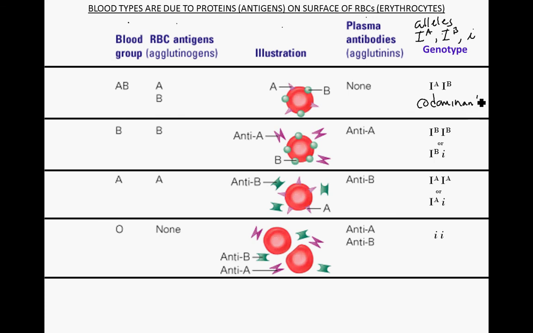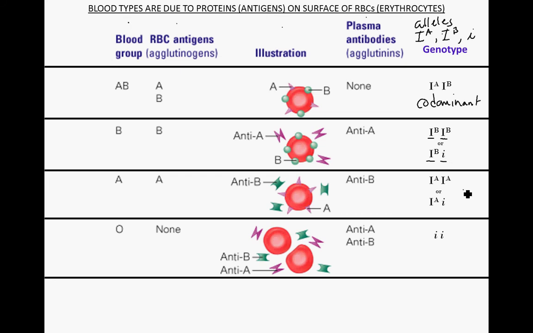Again, this is just an aside. They are codominant, so when you inherit big IA from one parent and big IB from another parent, you're going to be blood type AB. If you inherit big IB and big IB from both parents, then you are blood type B, or if you inherit big IB from one parent and little i from the other parent, you are still going to be blood type B, and so on and so forth for blood type A.